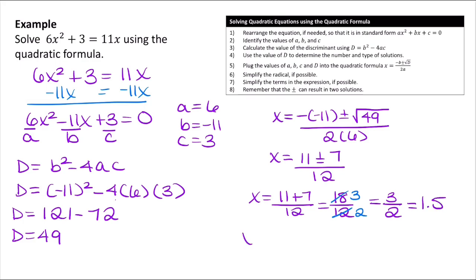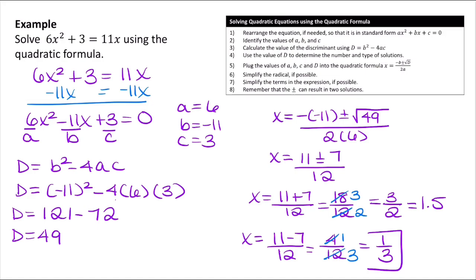So then we have our other solution for x. So we have x equals 11 minus 7 over 12. 11 minus 7 is 4 over 12. And let's go ahead and reduce this. This 4 will become 1, and then 12 will become 3. So that is going to turn into 1 over 3. So we have x equals 1/3 and x equals 3 over 2 as our two solutions.